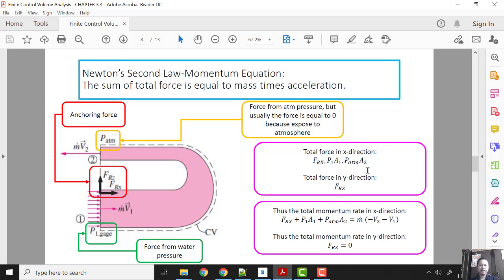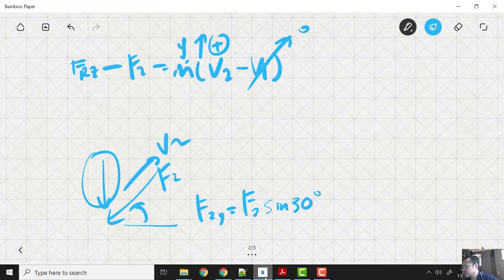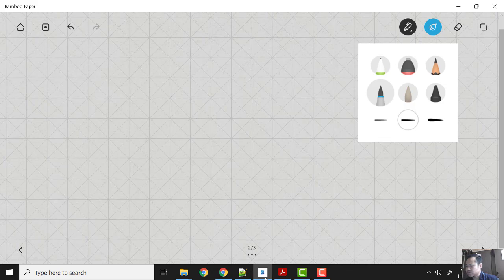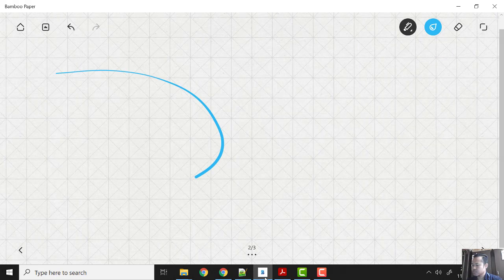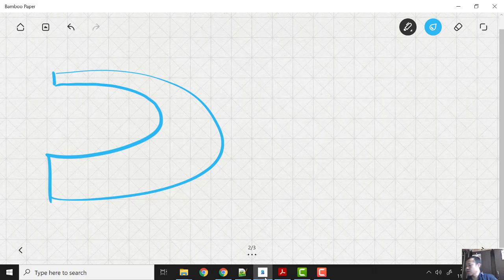Then here we have another example: a pipe with U shape. The pipe redirects the water flow by 180 degrees. The pipe looks like this, in U shape. Our control volume here is just the pipe, the area that we're interested in studying. That is the control volume.